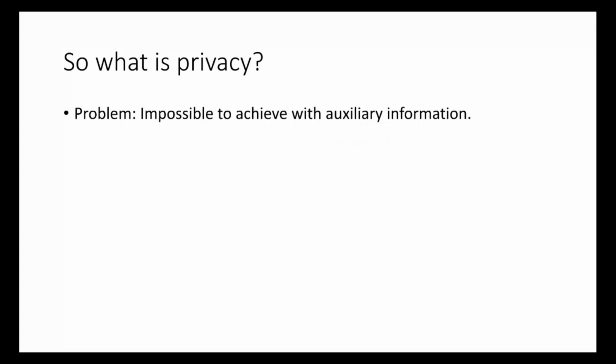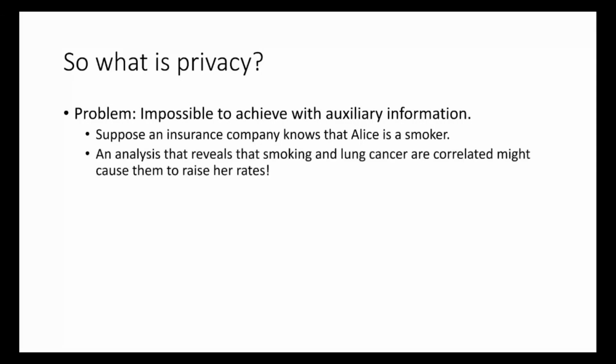Consider the following scenario. Suppose that it turns out that Alice is a smoker, and an insurance company knows this fact. I mean, whether or not you smoke is generally publicly observable. And now suppose some scientific study is published that for the first time reveals that smoking and lung cancer are correlated. Maybe even smoking has a causal relationship to lung cancer. Well, the insurance company learning this fact for the first time and also knowing that Alice is a smoker now increases their belief that Alice might develop lung cancer and so might raise her insurance rates. And so Alice has really come to some quantifiable harm. Her insurance rates are now higher.